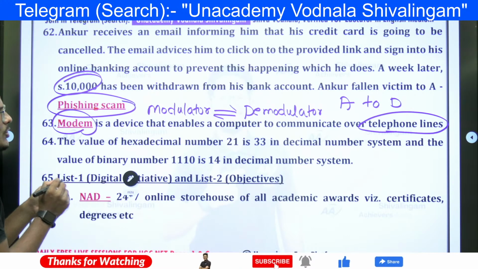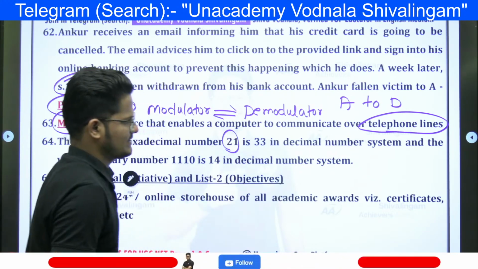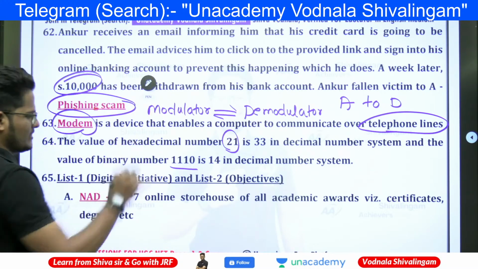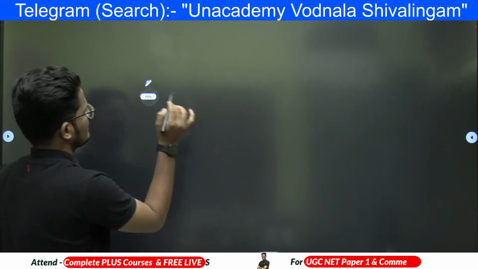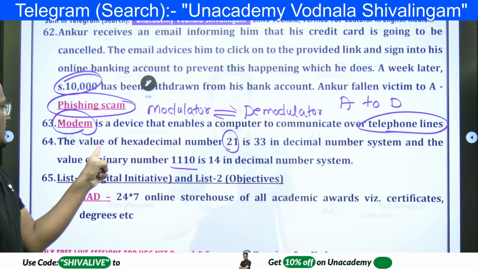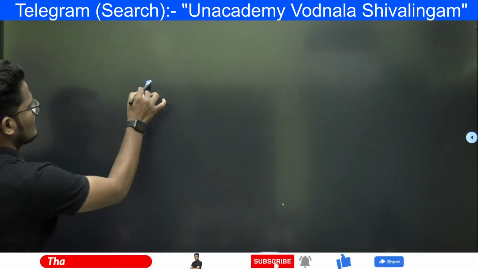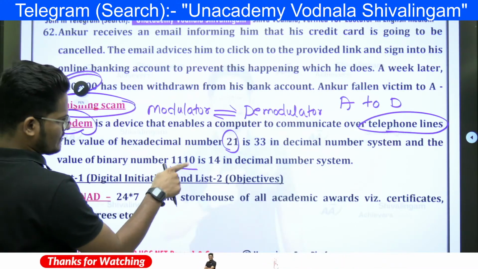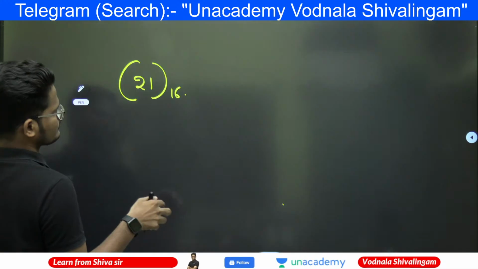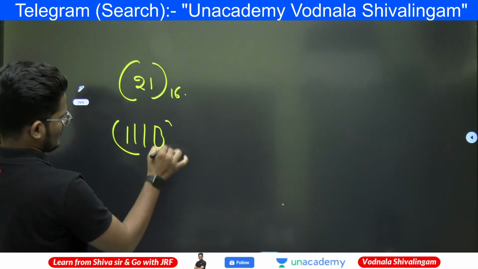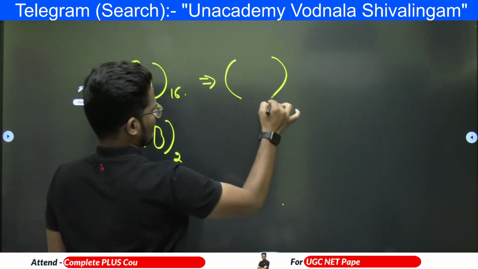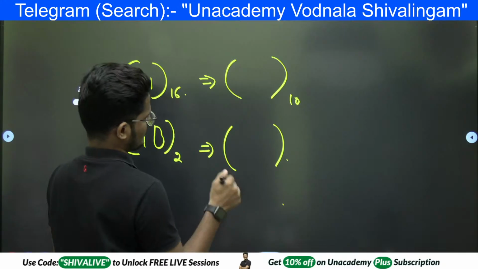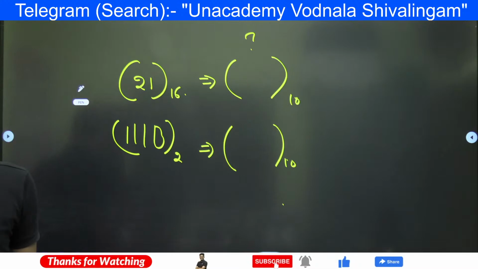So here the value of hexadecimal 21 is 33 in decimal number system. The value of binary number 110 is 14. Now you need to calculate this, and I will not allow you to go further unless you calculate. Calculate. So the hexadecimal number 21 means radix 16, right? Now the binary 110, the decimal needs to be identified. Both are decimal only. Solve it.